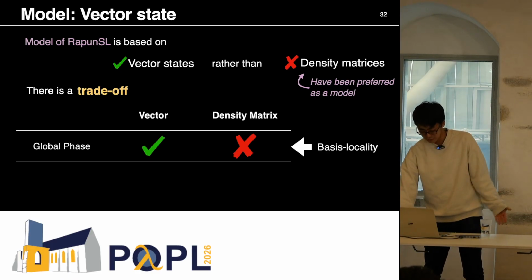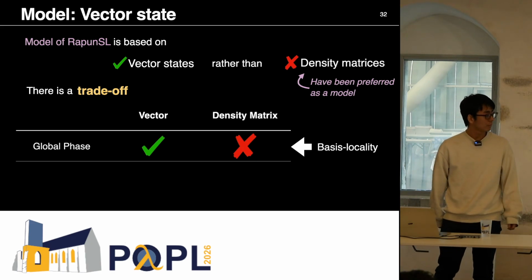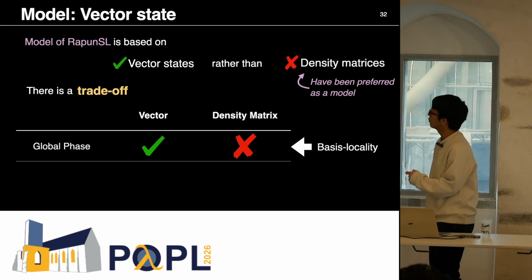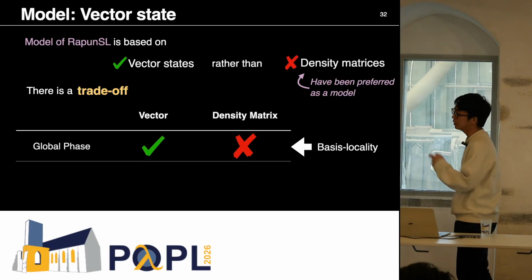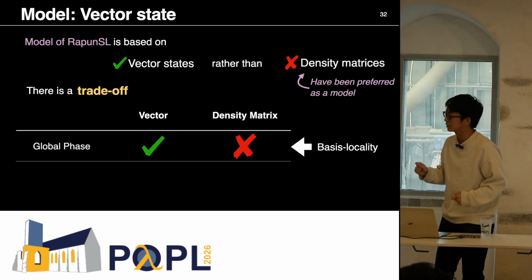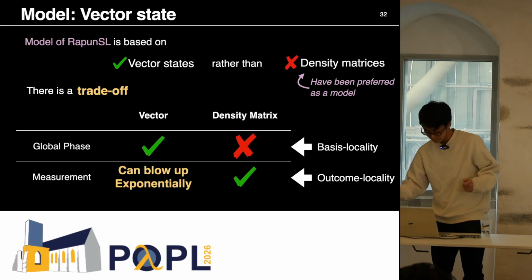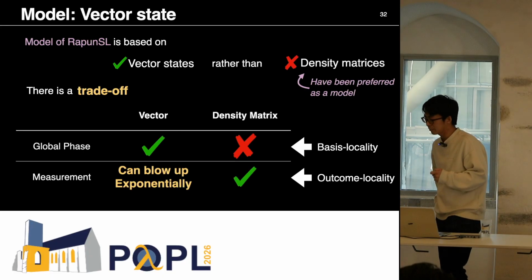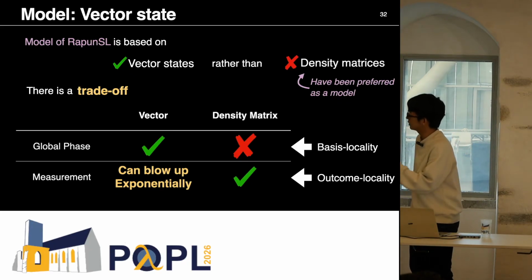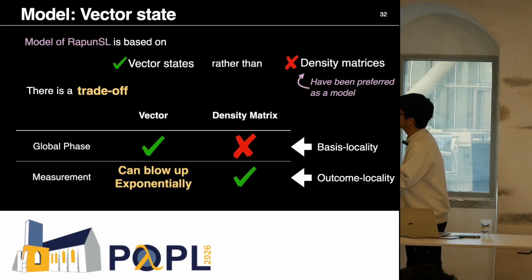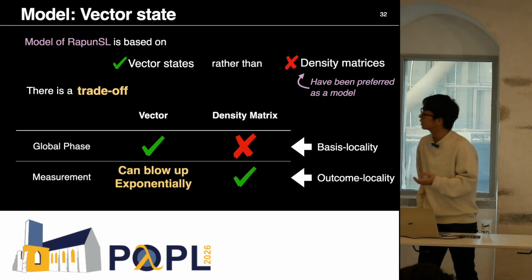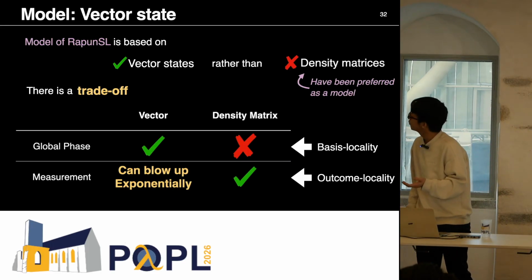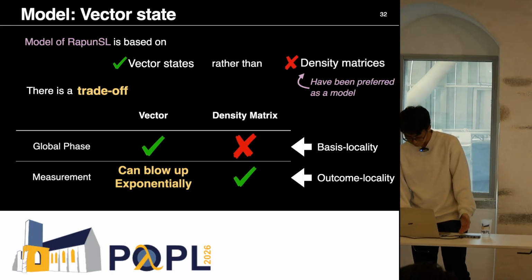And actually, there's a trade-off happening here. As I said, we wanted to have basis locality and sum. We had to use vectors. However, to represent the measurement outcome in our logic, in some cases some kind of blow-up can happen for the outcome of the measurements.